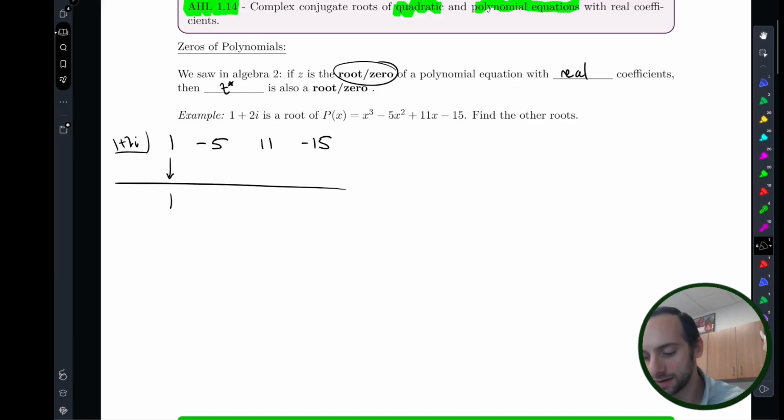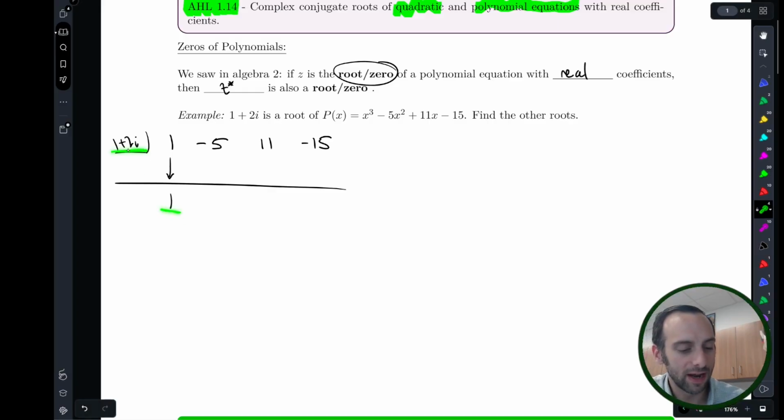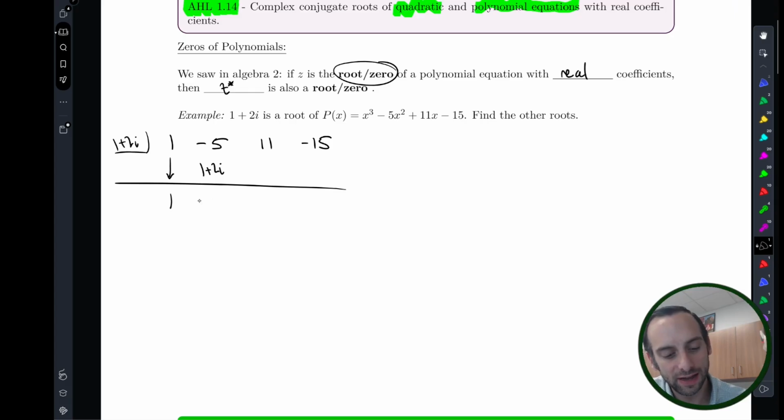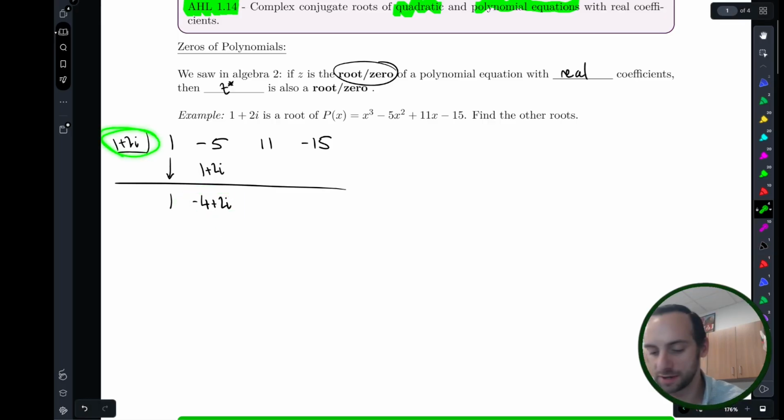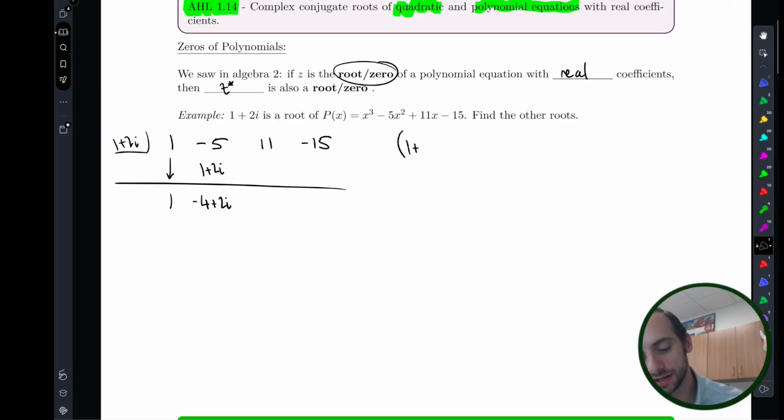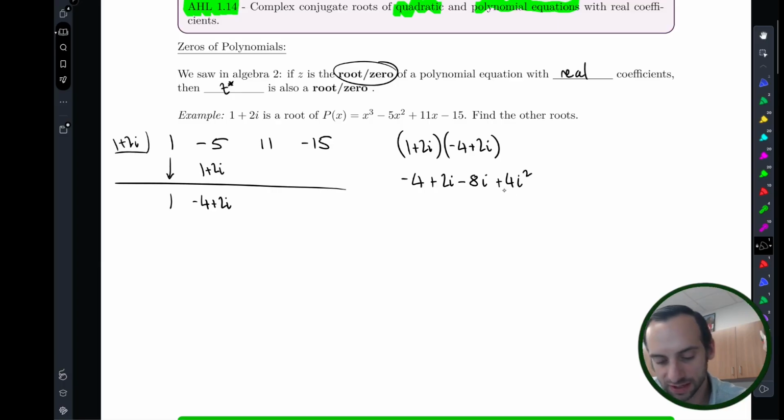So we bring this one down, and then we multiply this one by our root, so 1 plus 2i, and we write this in the next spot. We then add these two lines to give us negative 4 plus 2i, and we simply repeat this. Now this is where it gets a little challenging because we've got a complex number times another complex number, so we may do this as a little side calculation, given that we'll need to FOIL this out to get our result. So this should give us negative 4 plus 2i minus 8i plus 4i squared, which will be a minus 4, negative 8 minus 6i.